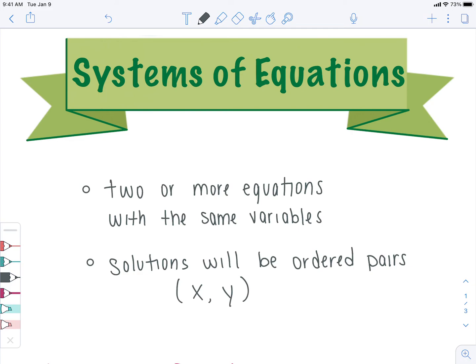So what we're going to do today is look at whether ordered pairs are specific solutions, or how many solutions a system of equations actually has. We're going to look at different graphs of systems of equations and decide how many answers they have. And then we're also going to look at ordered pairs and decide if the ordered pair is a solution.